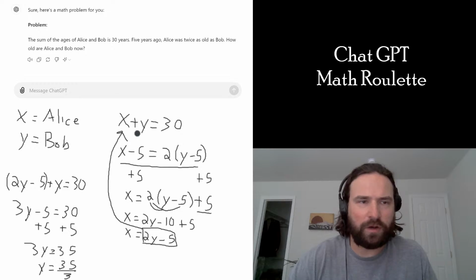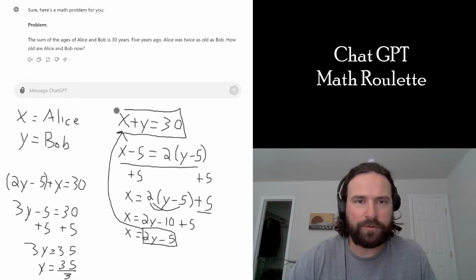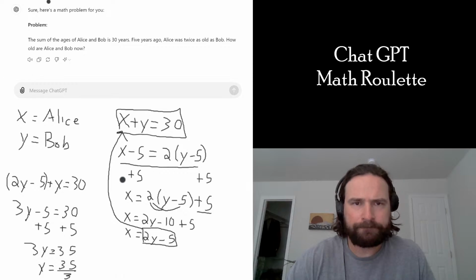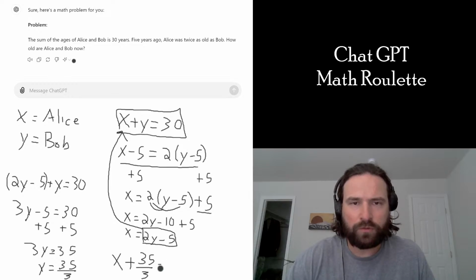And then to solve the rest of the equation, we can take our equation right here and plug our new y into it that we just got. So x plus, since we know what y is now, we can do x plus 35 over 3 equals 30.